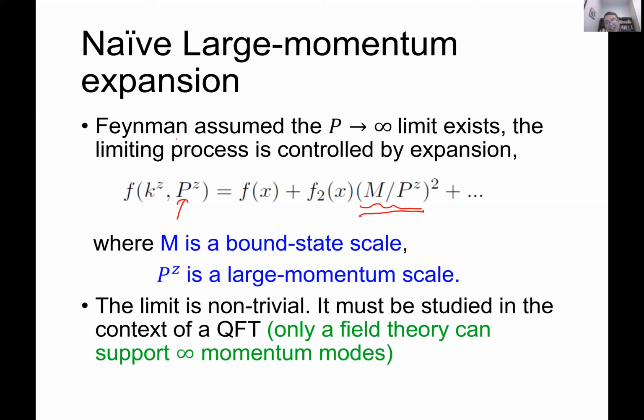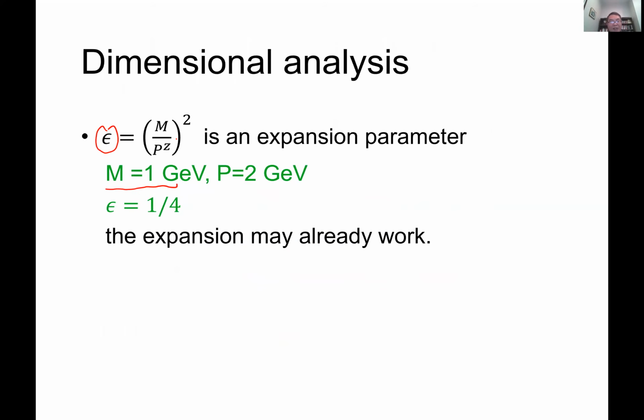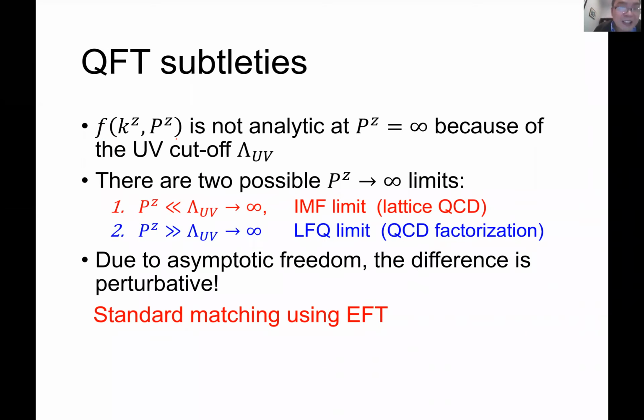It turns out there's a subtlety, and the limit is non-trivial, and you cannot actually do this directly. The main point is that the momentum go to infinity limit is not an analytical function. PZ equal to infinity has a log of PZ in there. Because you have a log, PZ equal to infinity is not well defined.